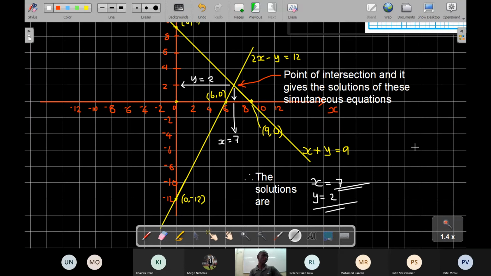Yes, remember, do you have any question? We work out another question. Friday we shall plot quadratics. Today we are just plotting the simultaneous equations. Okay?